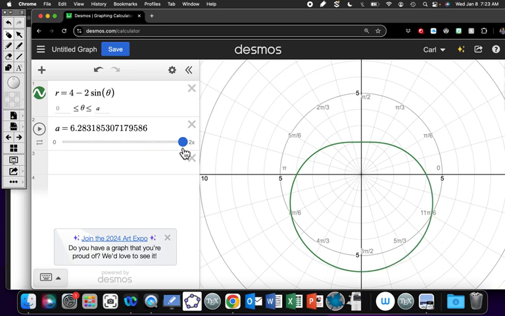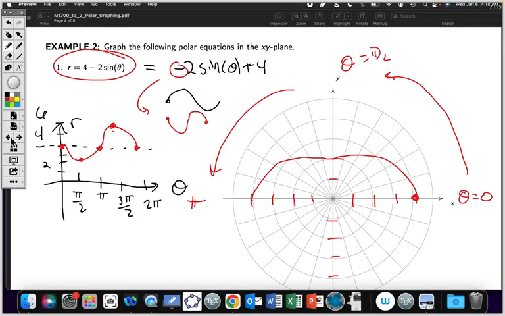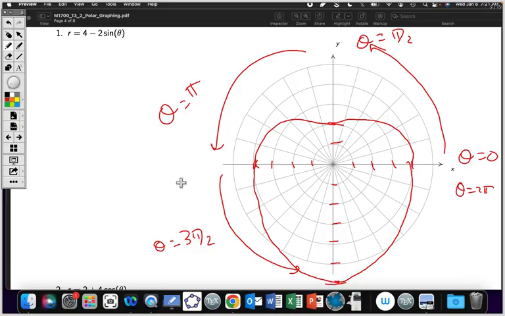Okay. So Desmos is quick. It's a great way to help check that you're getting the right thing. So if you kept going with this sine wave, you would just be retracing what you already had. All right, so there's our graph.